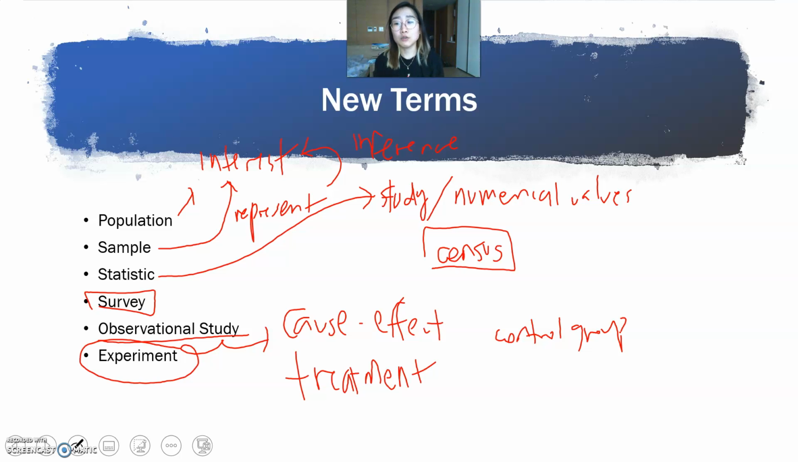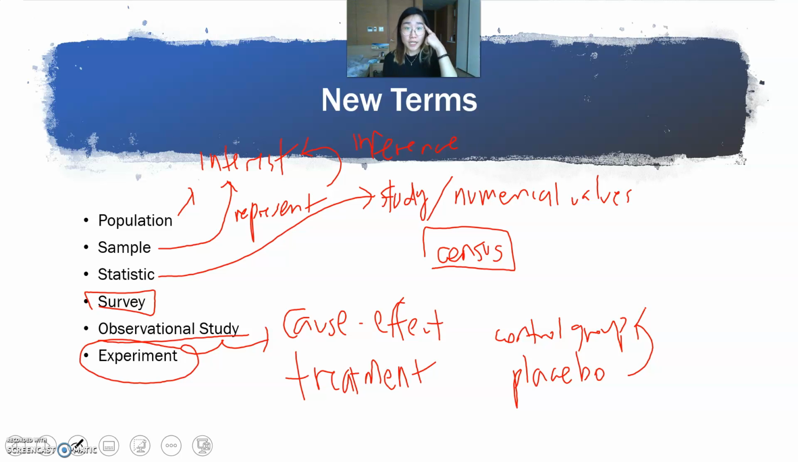So the control group is very important because it gives you a baseline to compare to the things that you want to say something different about. Another word that might show up in an experiment is placebo. Placebo is sometimes given to the control group because placebo refers to a fake pill.